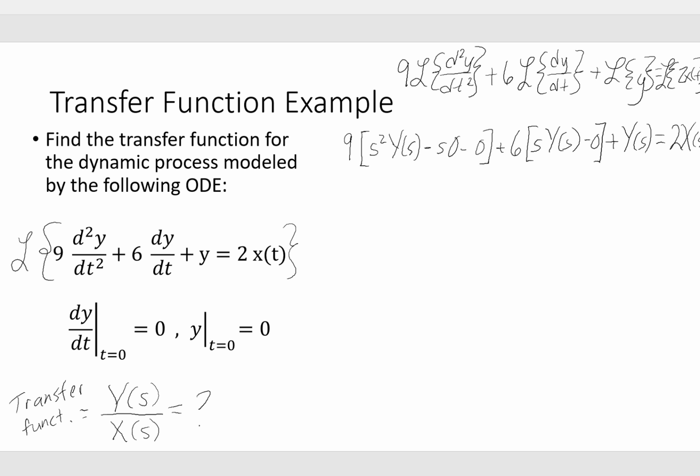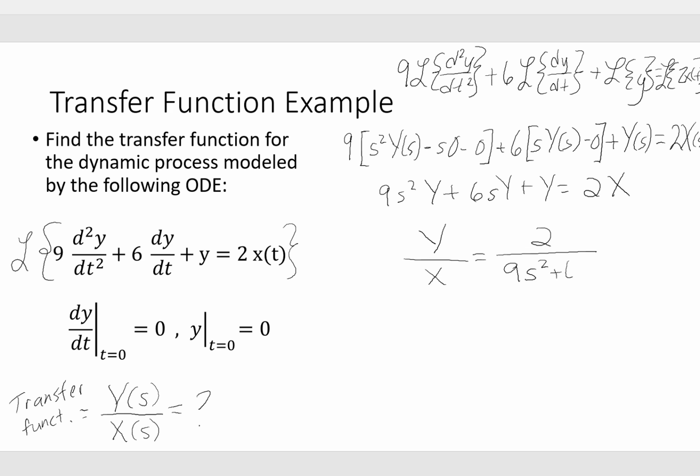So first of all, I'm just going to rewrite this function a little bit. So 9s squared Y plus 6sY plus Y equals 2X. All right, remember our goal is to get Y over X, the transfer function. So all I have to do is factor out Y on the left side and divide both sides by X, and I see that the transfer function here is 2 over 9s squared plus 6s plus 1.